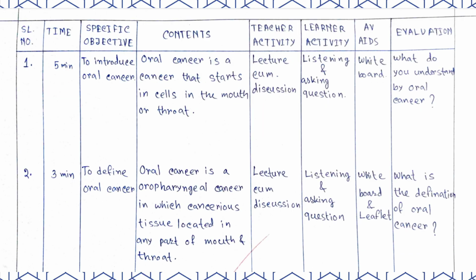Second point is to define oral cancer. Content: oral cancer is oropharyngeal cancer in which cancerous tissue is located in any part of the mouth and throat. Teacher activity, lecture cum discussion. Learner activity, listening and asking questions. AV aids, whiteboard and leaflet. Evaluation: what is the definition of oral cancer?